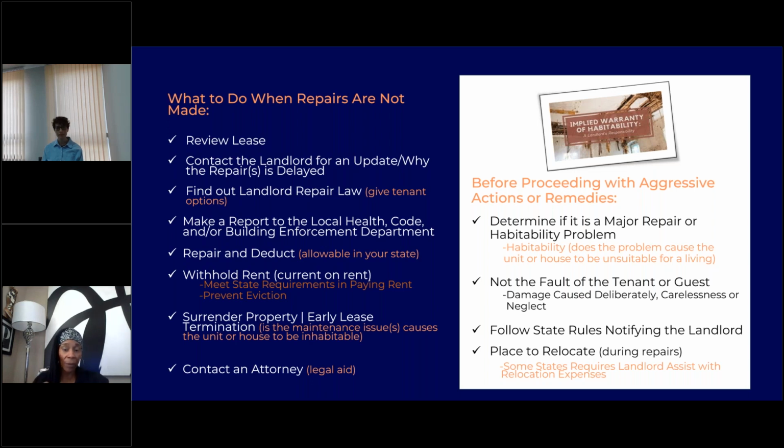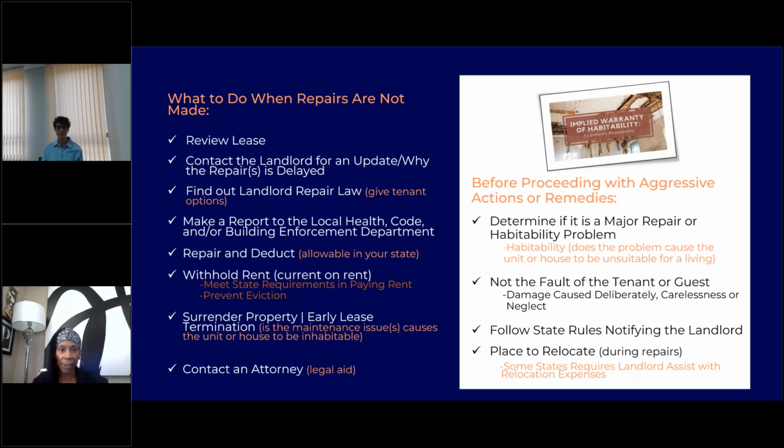Also, not the fault of the tenant. You've got to make sure the repair is not the fault of the tenant or their guest. Was the damage caused deliberately, because the tenant or their guest was careless, or because of neglect? Postponing work orders or not getting a work order done can fall under this. And also, you've got to follow your state rules when it comes to notifying your landlord when there is a work order or repair that is needed.